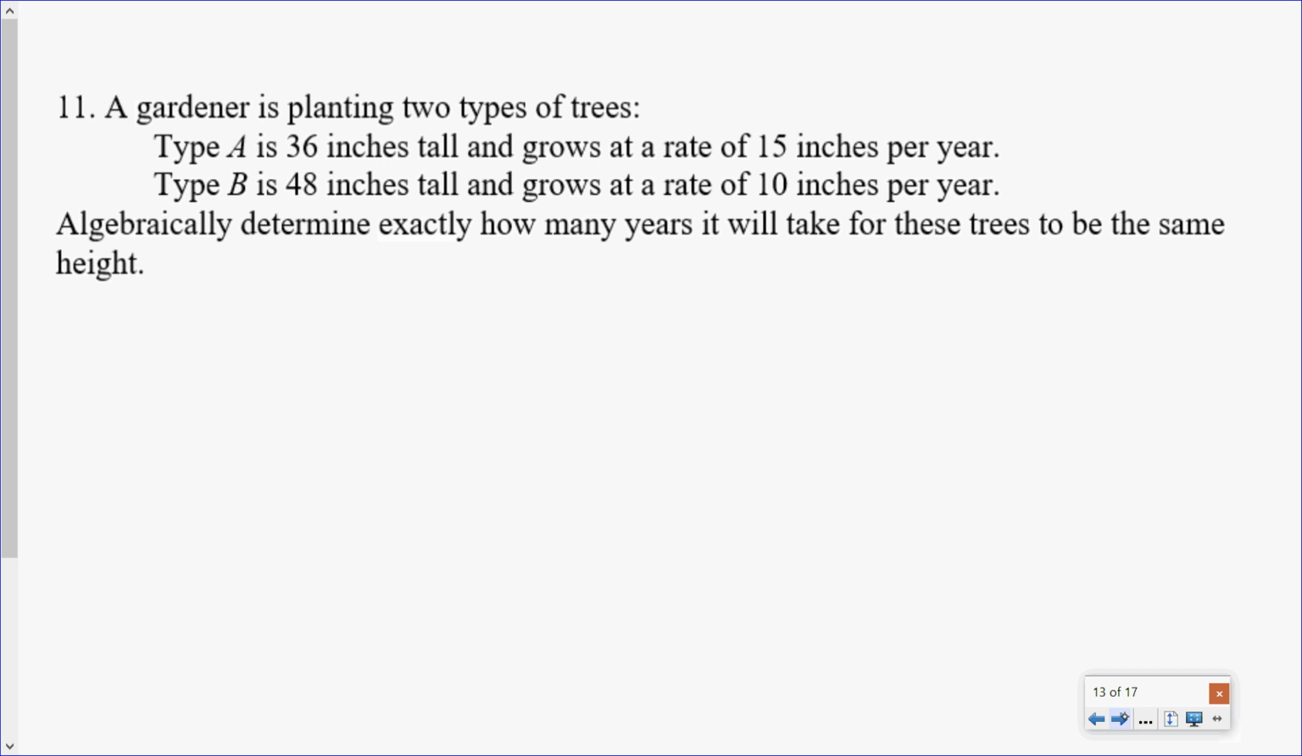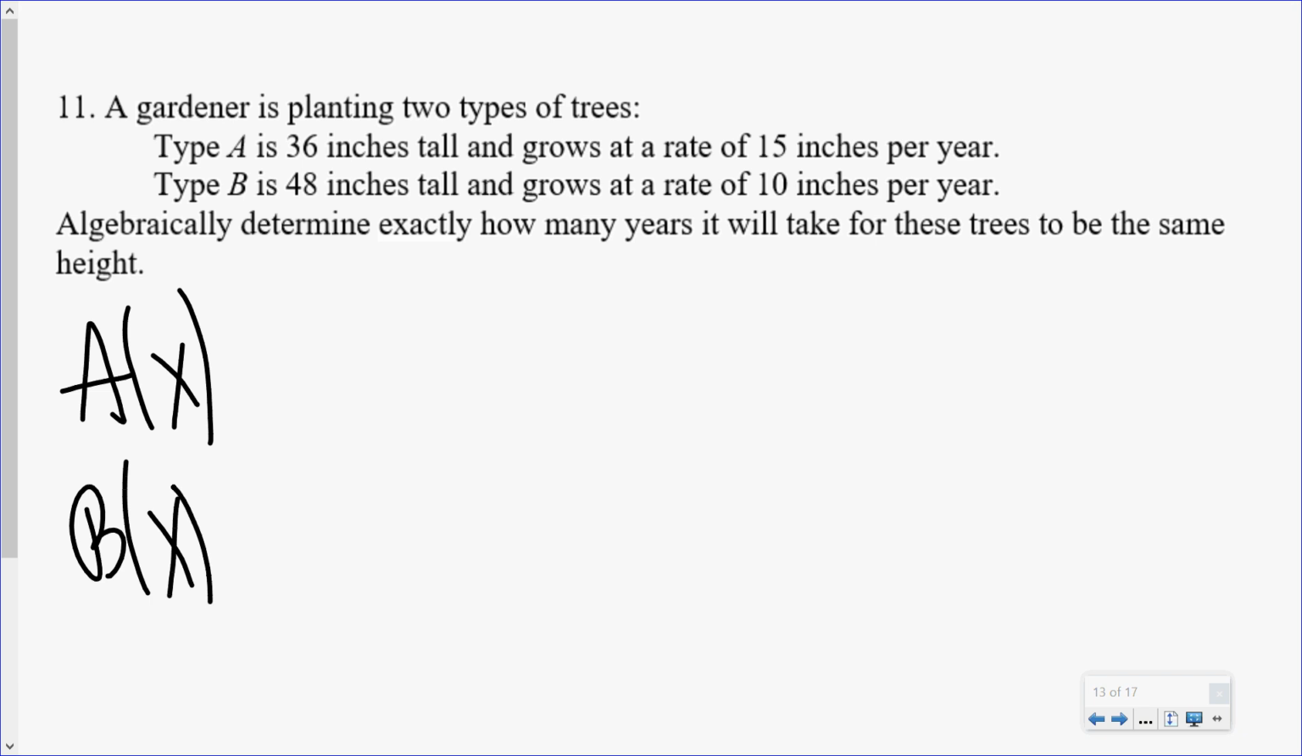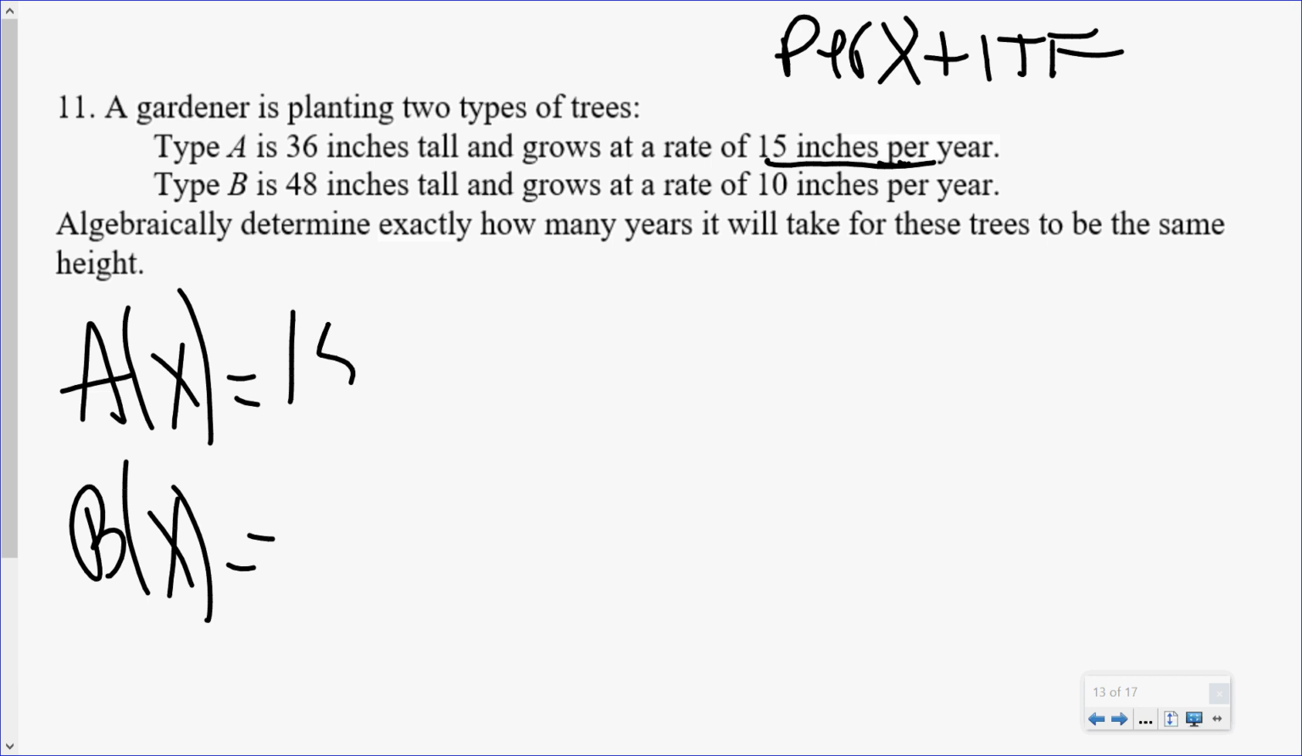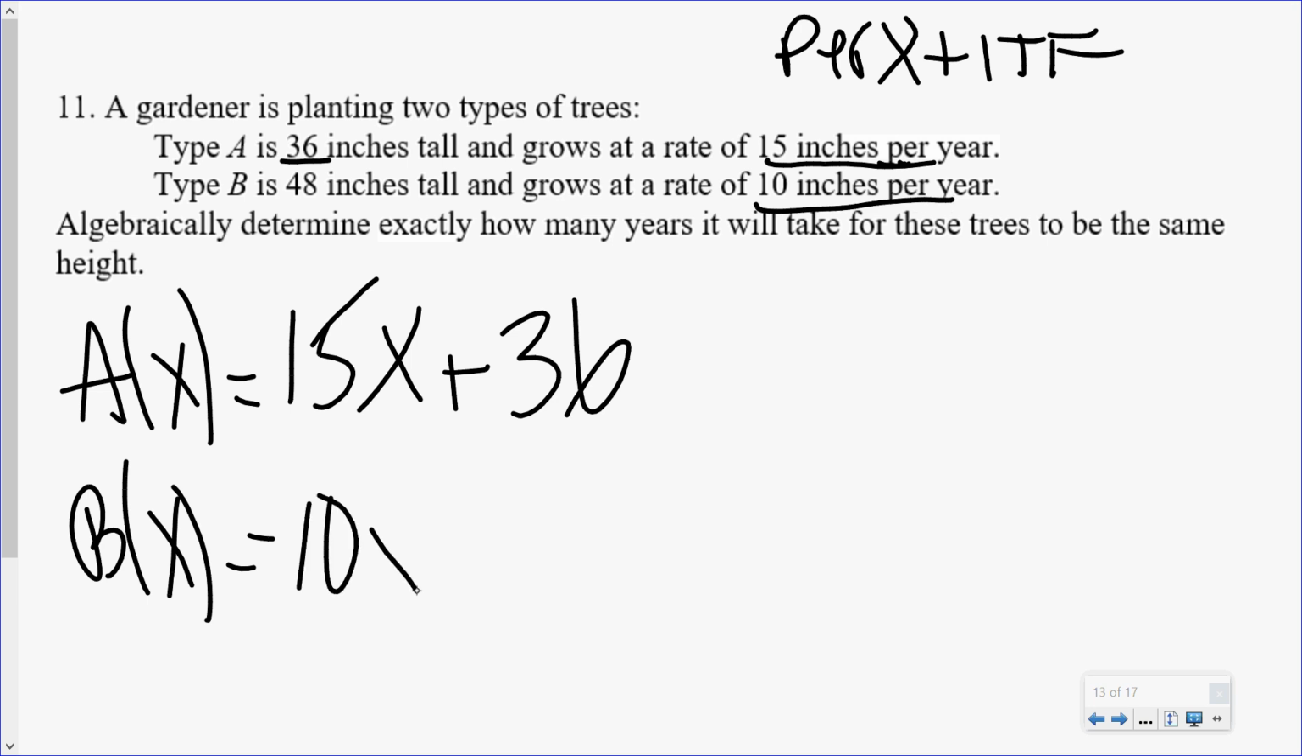All right, we'll take a look at a word problem now, non-multiple choice, and we'll go from there. So now we're going to have to set it up. A gardener is planting 2 types of trees. Algebraically determine how many years it will take for these trees to be the same height. So let's make an equation for a of x, and let's make an equation for b of x. Since I see per, I know it's going to be per x plus the one-time fee. So for A, it's 15 per. So it's 15x, and the one-time starting amount is 36. For B of x, it's 10 per, so it's 10x plus 48.